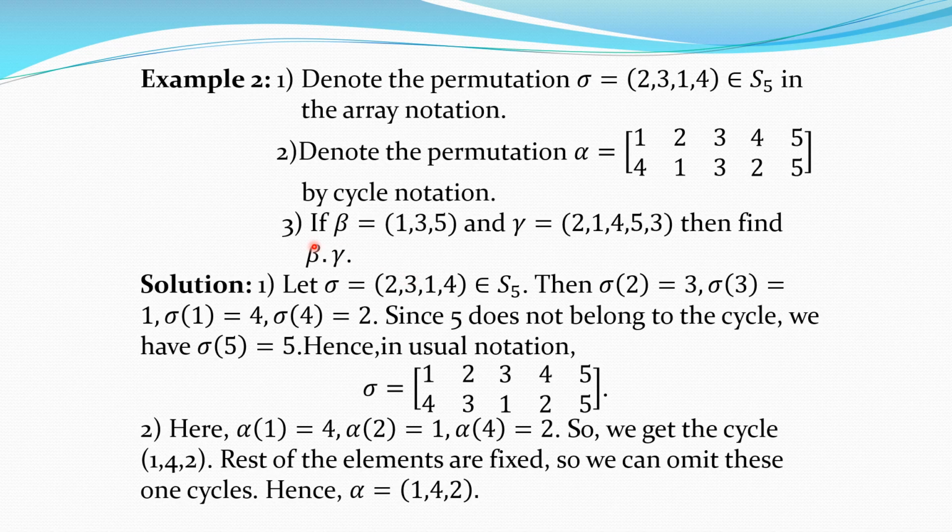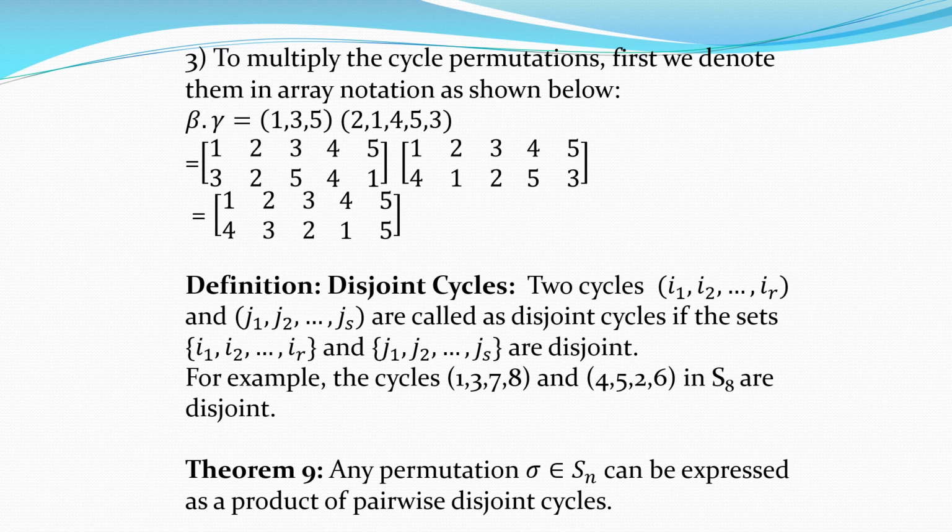Now in the third example, beta and gamma are given in cycle notation. If they are written in cycle notation and we use them directly, then it is difficult to find beta composite gamma. So if you express beta and gamma in array notation, then immediately we can find beta composite gamma. Now observe here, the maximum number is 5 and here also the maximum number is 5. So you can consider beta and gamma as permutations on 5 symbols 1, 2, 3, 4, 5.